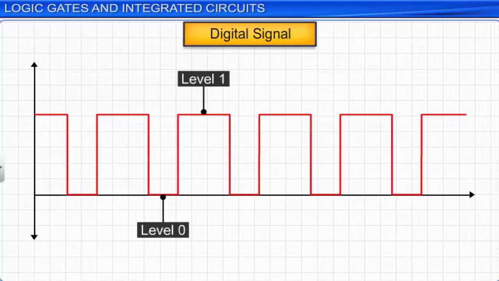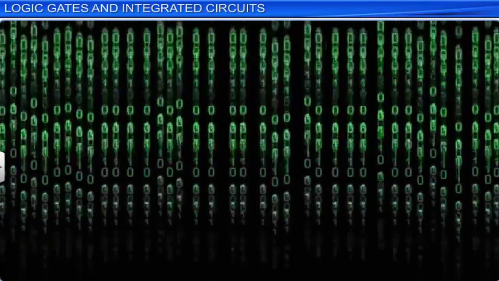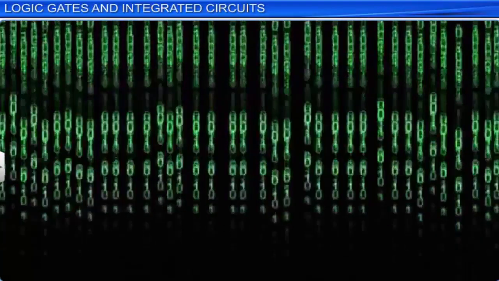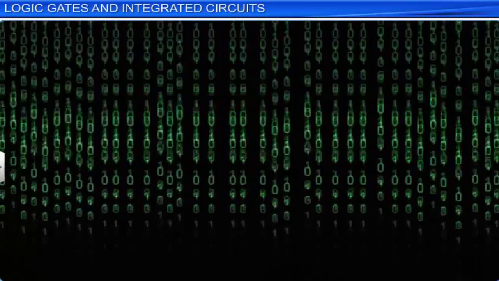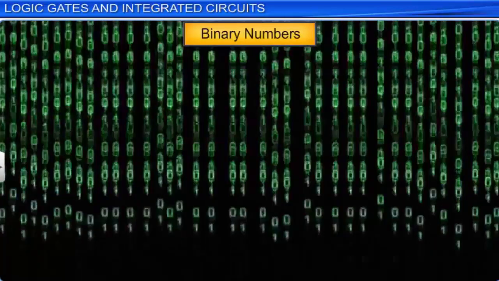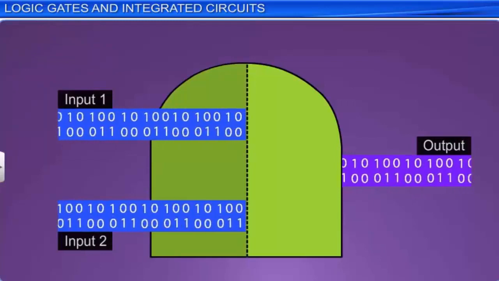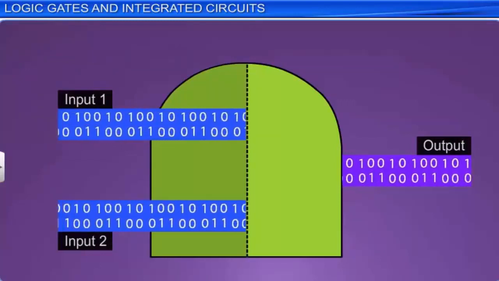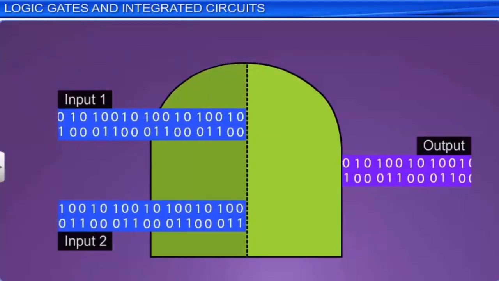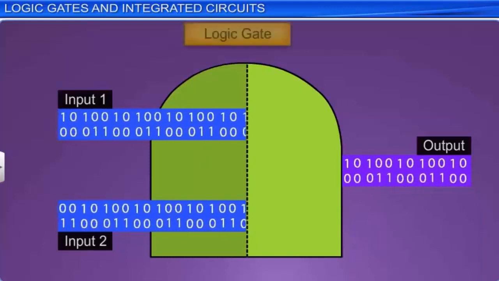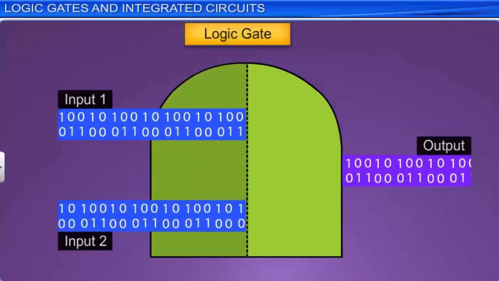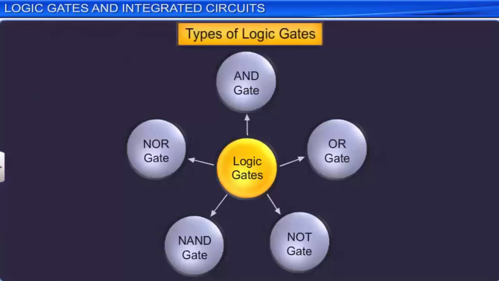Thus, digital signals consist of strings of zeros and ones called binary numbers. The circuits that control the flow of digital signals on the basis of a logical relationship between the input and output signals are called logic gates. The 5 commonly used logic gates are the AND, OR, NOT, NAND, and the NOR gates.